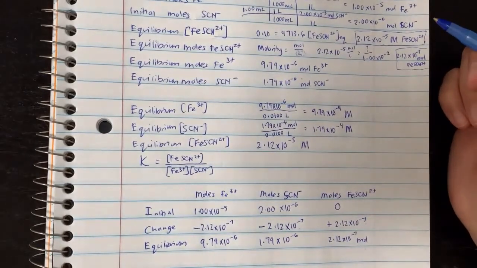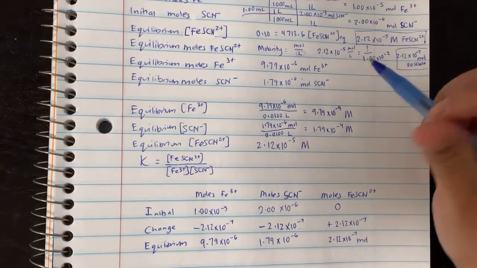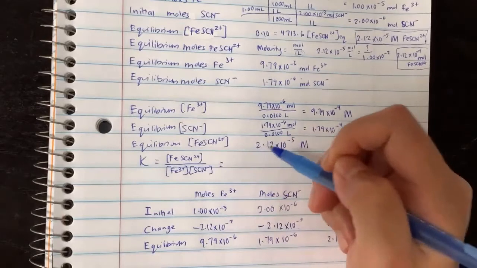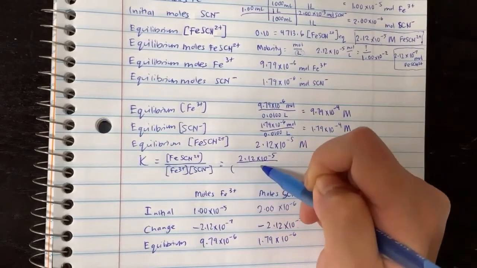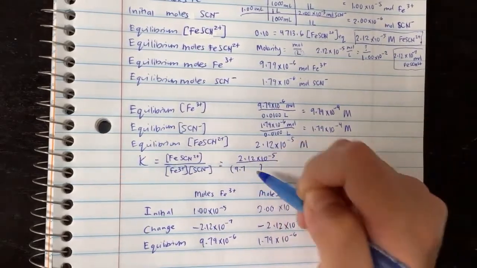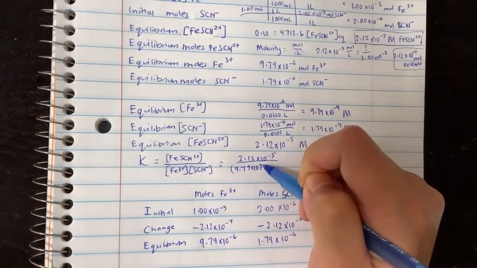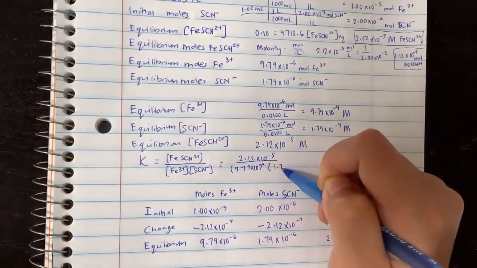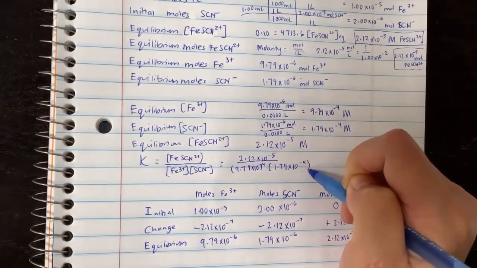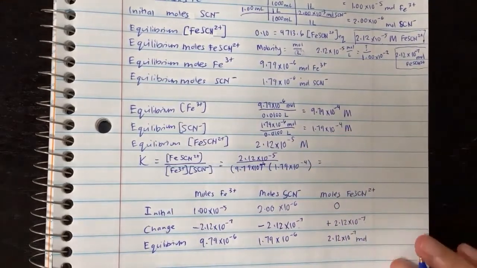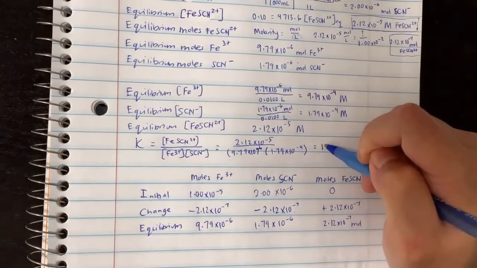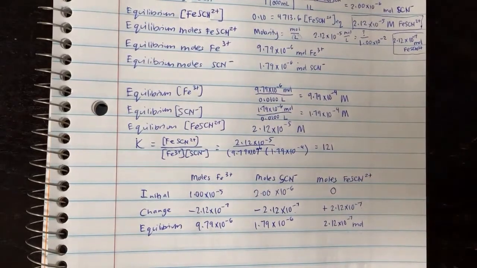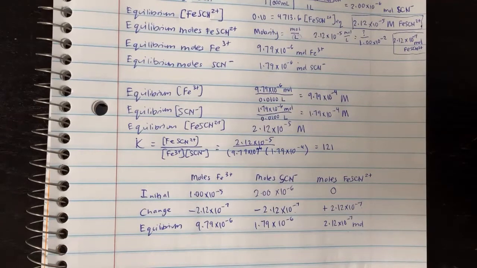Now, this part is going to be important. When you put this in your calculator, for K, you put 2.12 times 10 to the minus 5, and then on the bottom, you want to have 9.79 times 10 to the minus 4, and then 1.79 times 10 to the minus 4. So these numbers go there. Now put this carefully in the calculator. You should end up getting something like 121, give or take some rounding. Sometimes if you round differently, you get a little bit different answer. That's something you should have, okay?